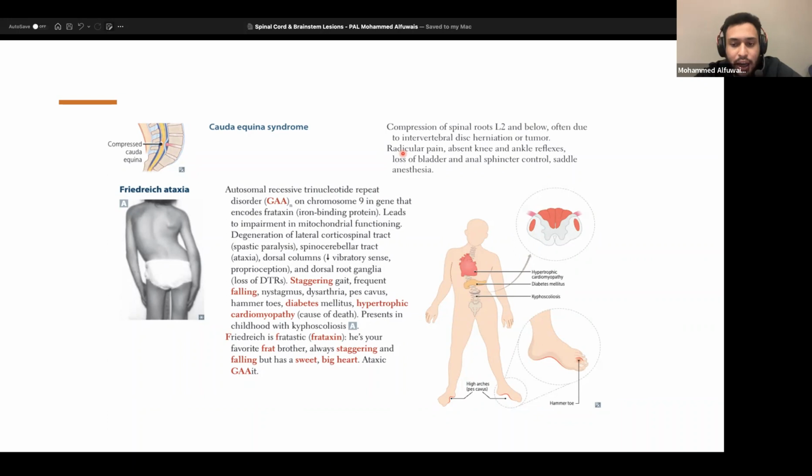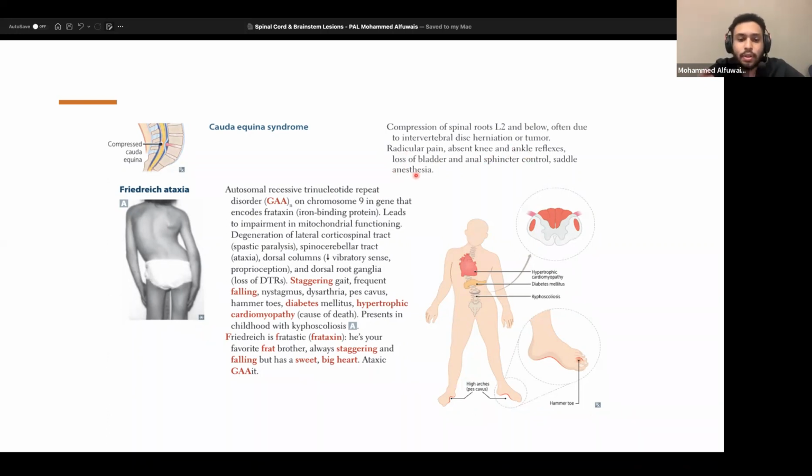You'll have absent knee and ankle reflexes, again because of impingement of the nerves. Anything coming from, for example, the knee or the ankle will go back to the spinal cord, but since it's impinged, it won't be able to go back. So you'll have absent knee and ankle reflexes. Loss of bladder and anal sphincter control and saddle anesthesia.